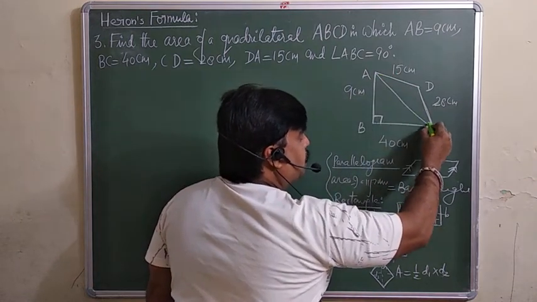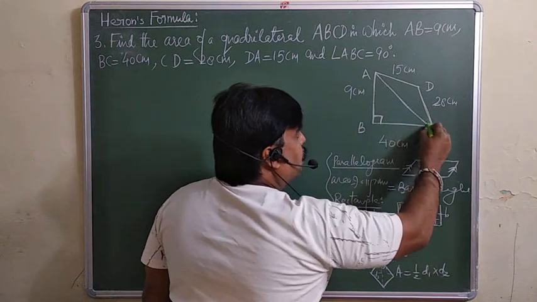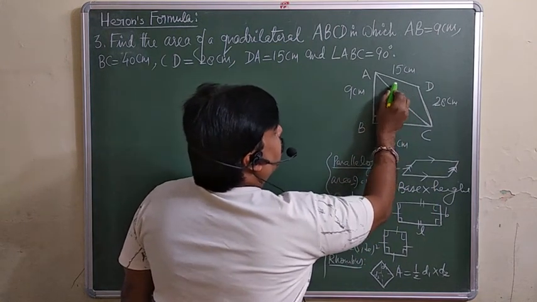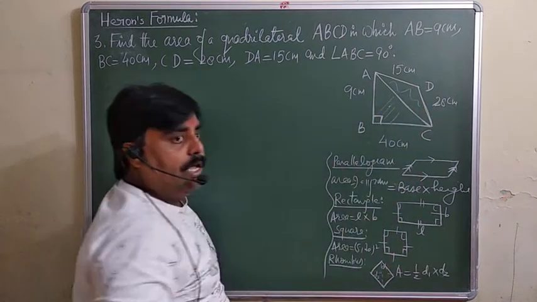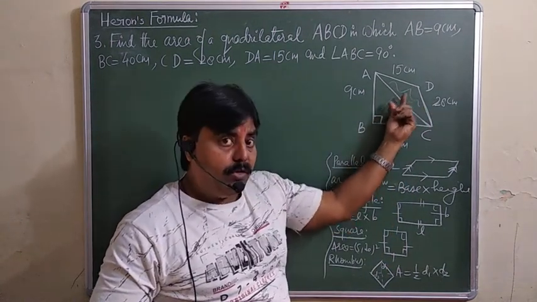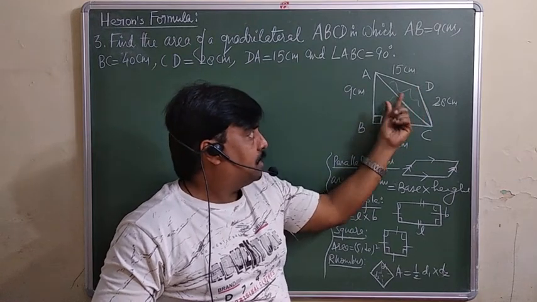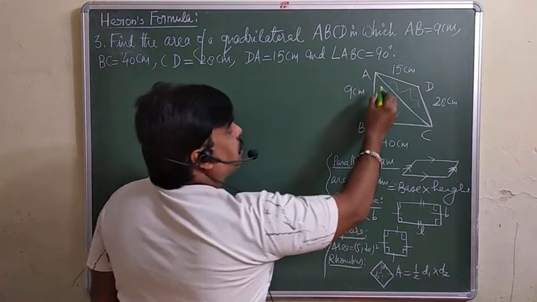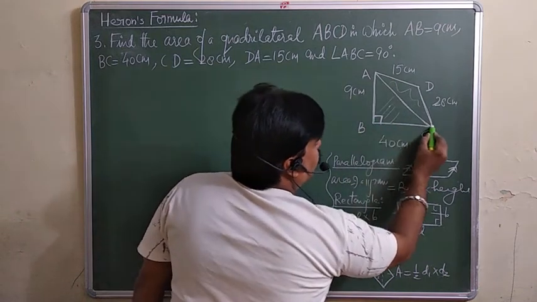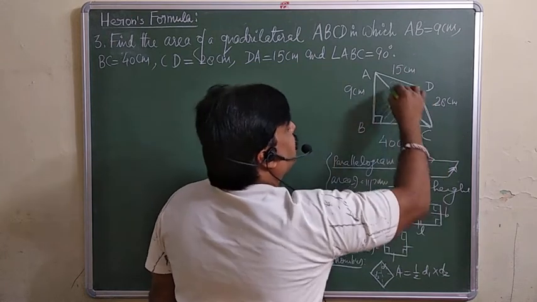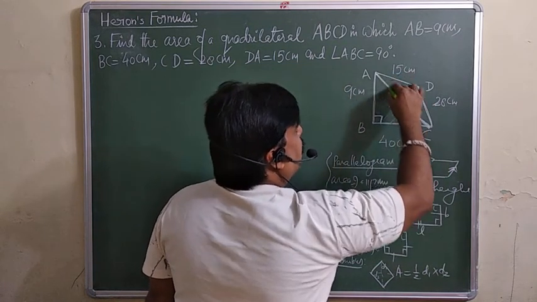If you join this AC, you are getting two different triangles. One triangle is this one, another triangle is this one. These two. It means I can calculate the area of both triangles separately by Heron's formula and if we add them, you will get the area of this quadrilateral. But the point is, we know this side, we know this one, but we don't know this AC. So first of all you are supposed to calculate this AC.